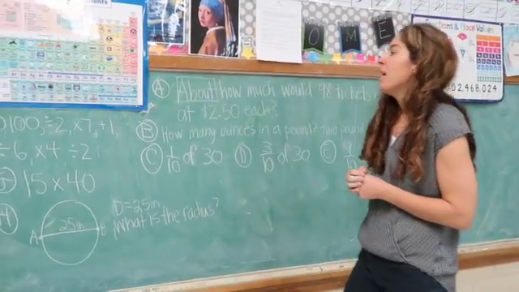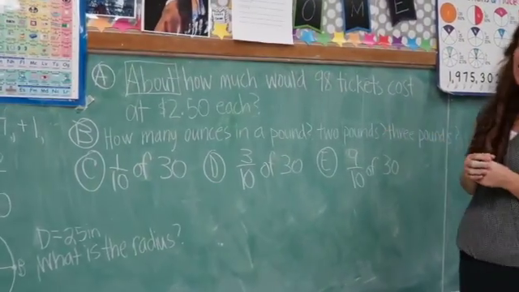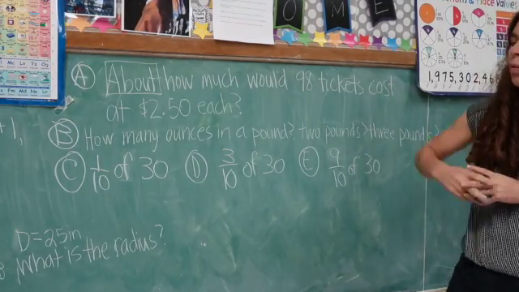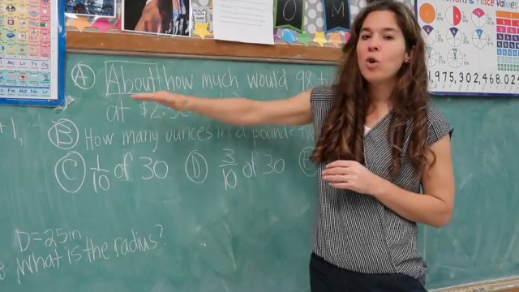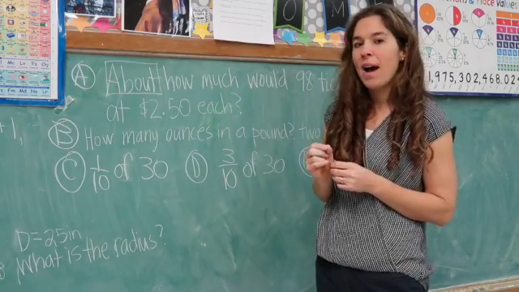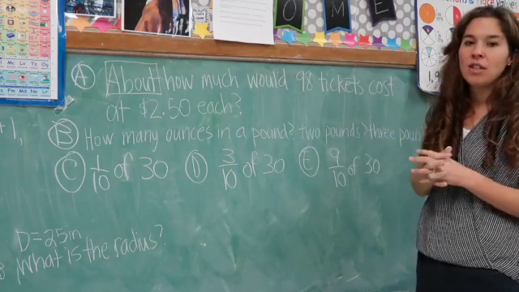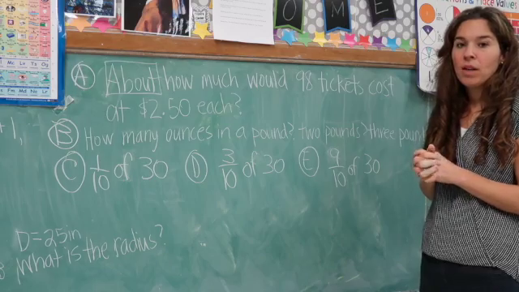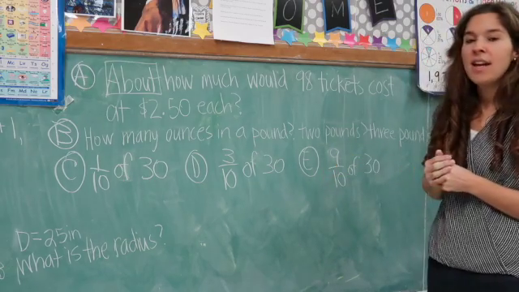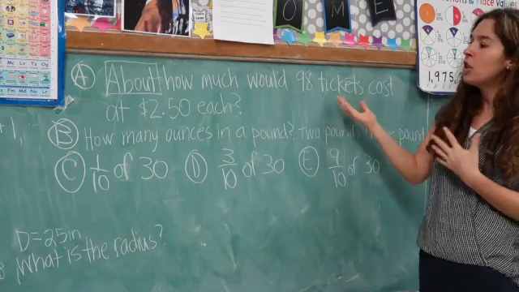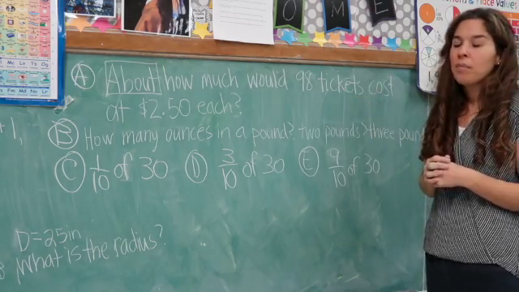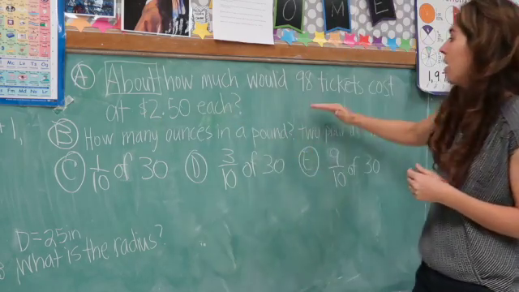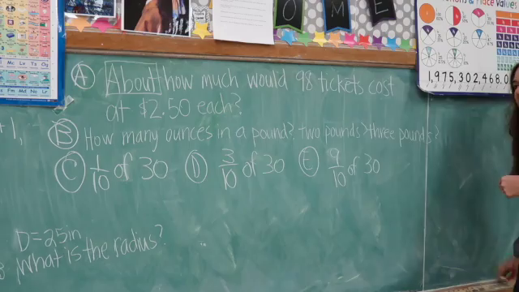All right, A. About how much would 98 tickets cost at $2.50 each? Well, we see this word here, about, and so we're going to estimate or round the 98 to the nearest 100. So what would you round 98 up to? If you said 100, you are correct. And now how are we going to find out how much 100 tickets would cost? Well, we're going to take $2.50 and we're going to multiply that by the 100 tickets here.